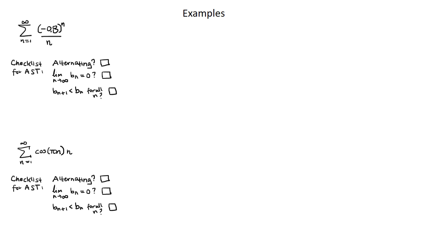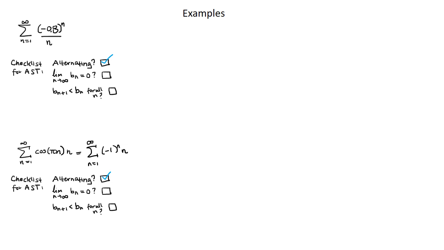All right, let's look at some examples. So I've written down this checklist that you're going to use every time you want to use the alternating series test. So in these two series, we've already looked at them and said that they were both alternating series, right? This second one is equal to the sum from 1 to infinity of -1 to the n times n.